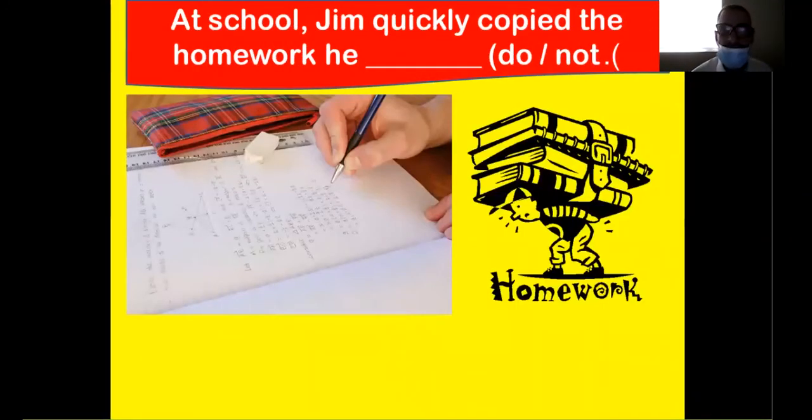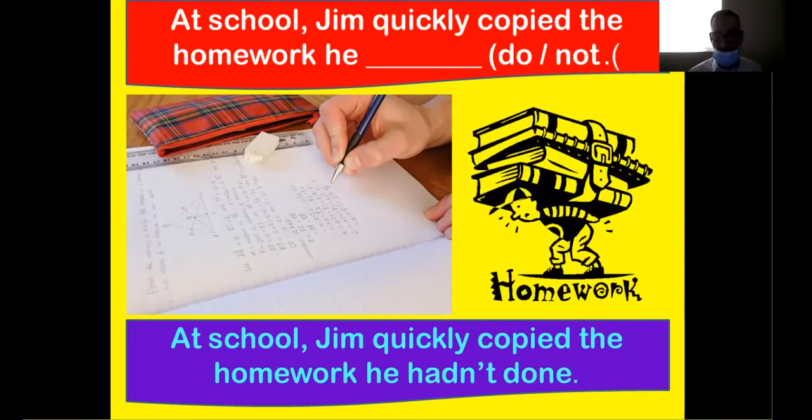At school, Jimmy quickly copied the homework he hadn't done. As students, some students, of course, hadn't done their homework, then they come and copy it from their friends. And this is, of course, a mistake. So the first thing, they had forgotten to do the homework, then they copied it at school.